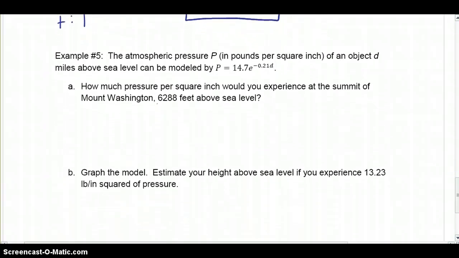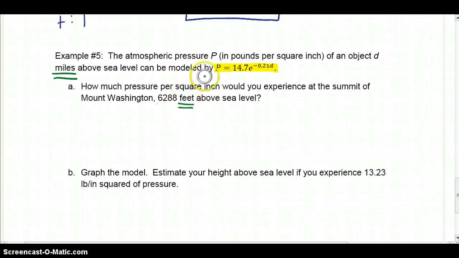Alright, looking at example 5. Example 5 says the atmospheric pressure P in pounds per square inch of an object D miles, notice how it's miles, that's going to be important, above sea level can be modeled by this equation. I love it when they give you an equation in a problem because it's kind of like they're telling you, whatever information we give you, just plug it in. Makes it a lot easier. Alright, A says, how much pressure per square inch would you experience at the summit of Mount Washington, 6,288 feet above sea level? Uh-oh, we got a problem.